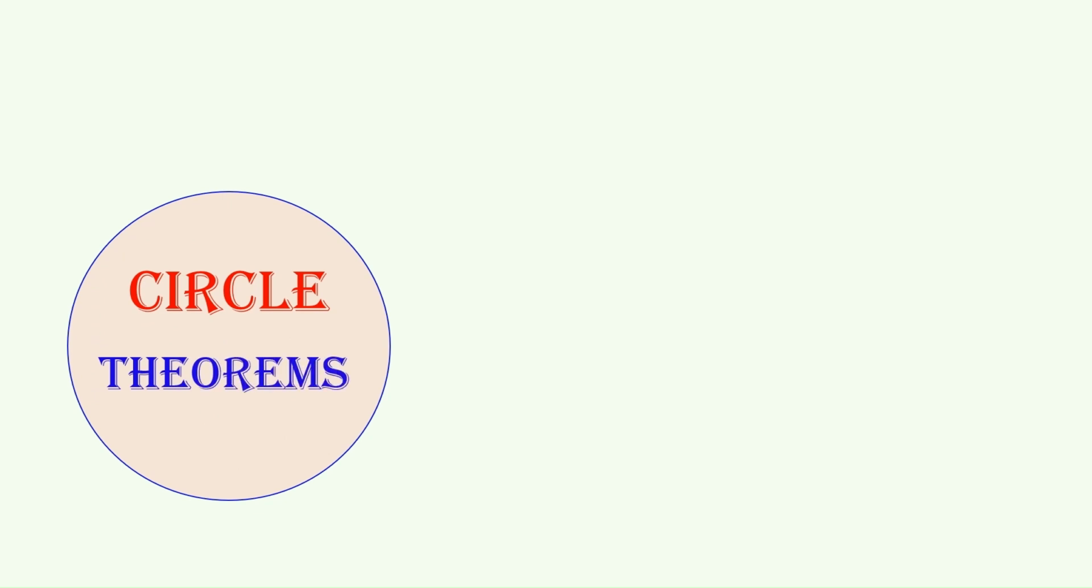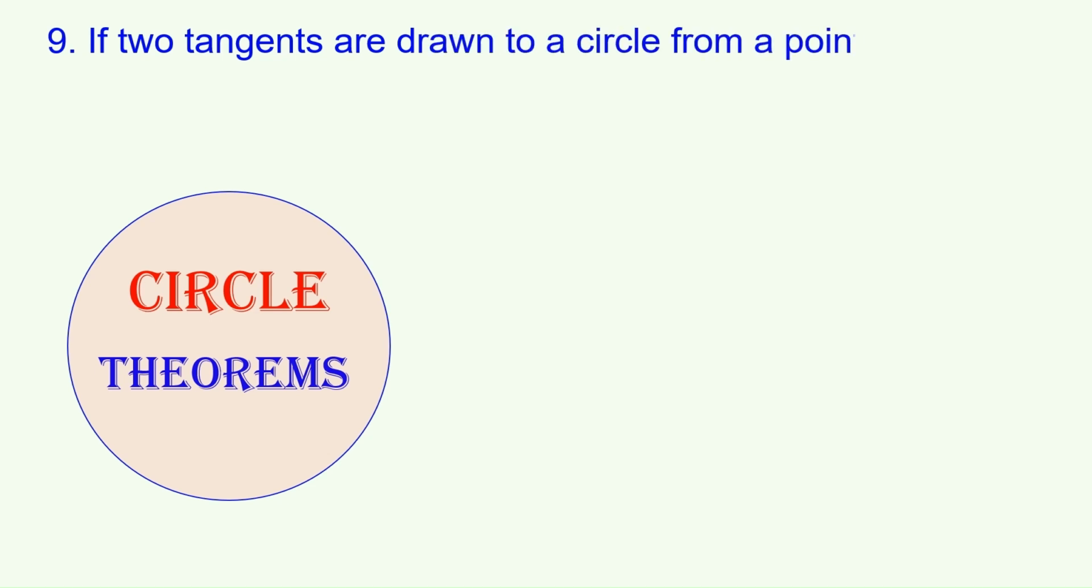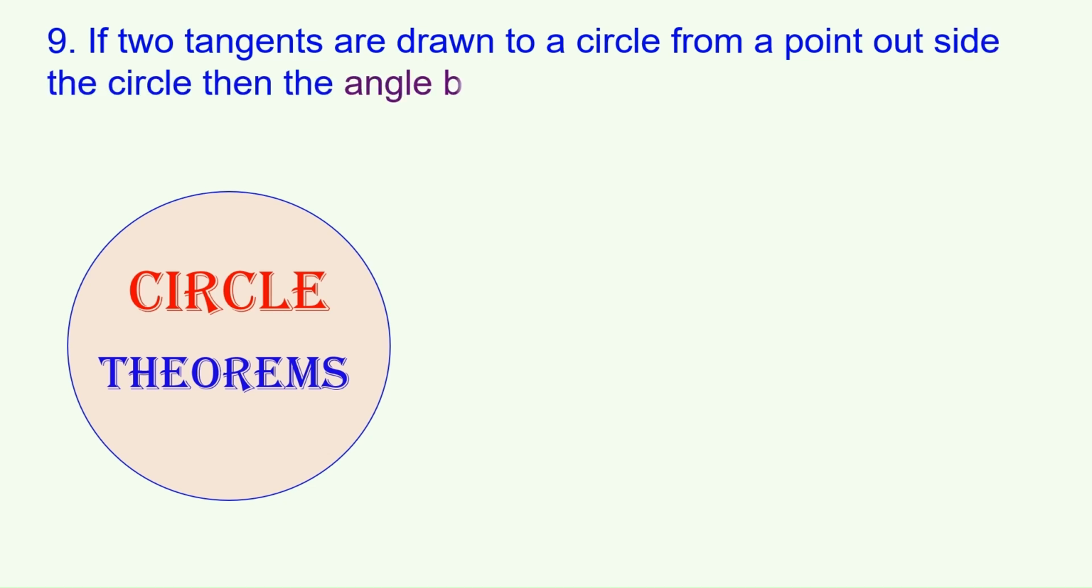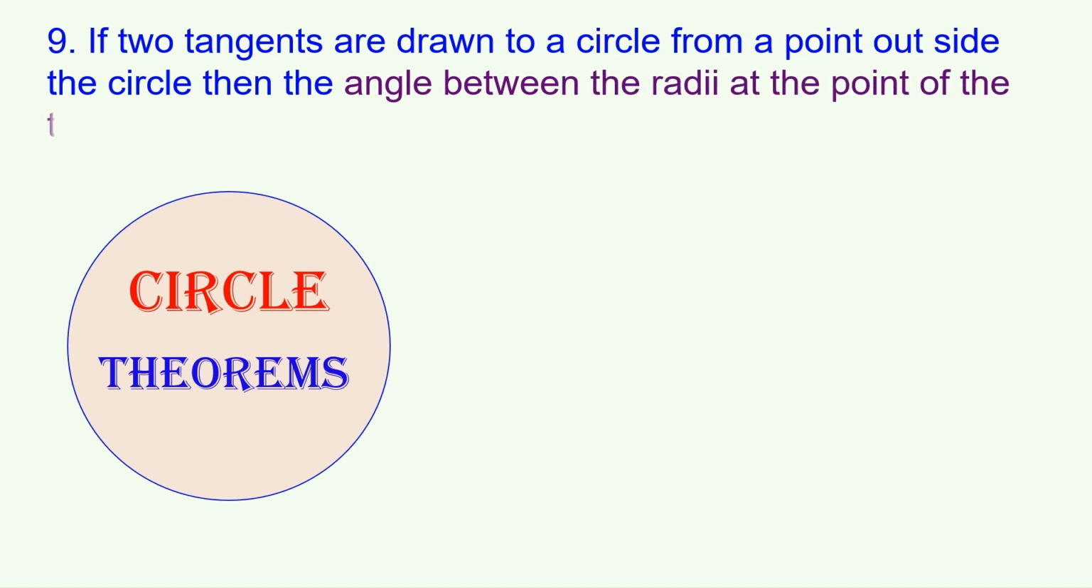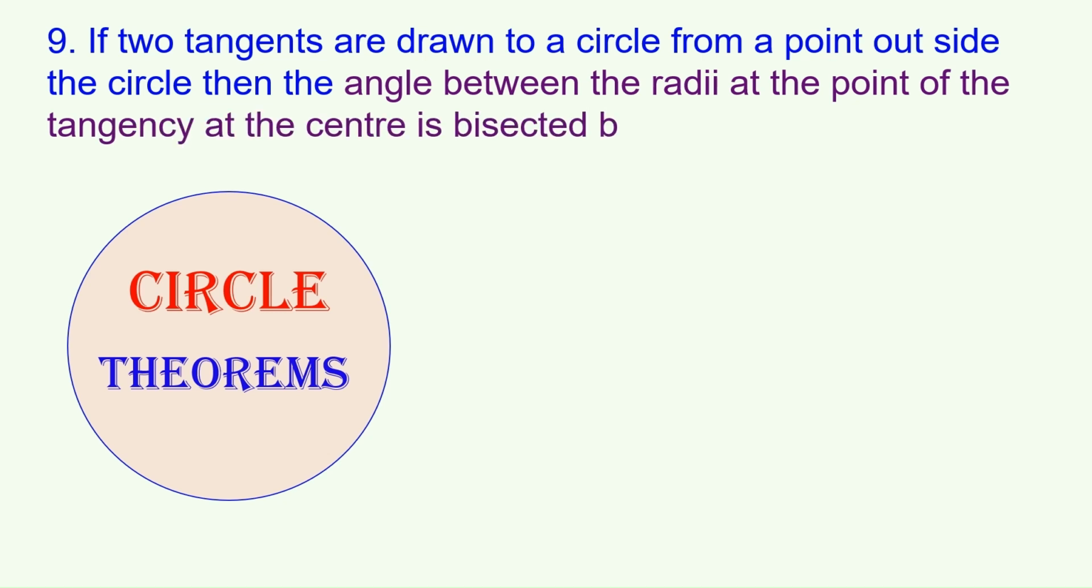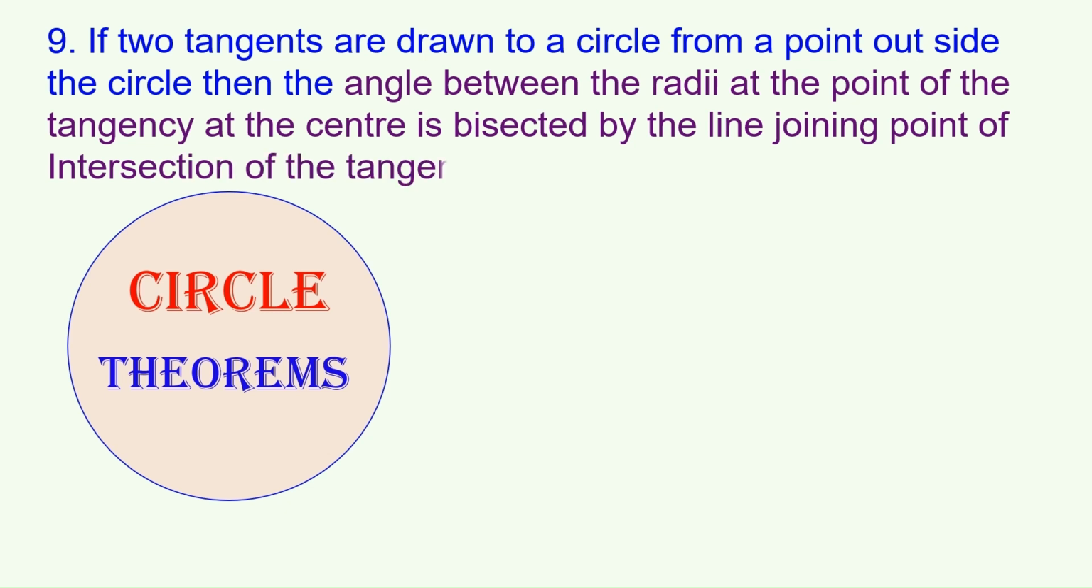Circle theorems. Number 9. If two tangents are drawn to a circle from a point outside the circle, then the angle between the radii at the point of the tangency at the center is bisected by the line joining point of intersection of the tangent to the center of the circle.